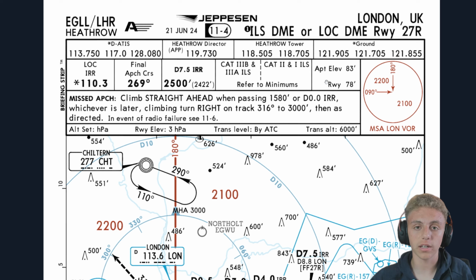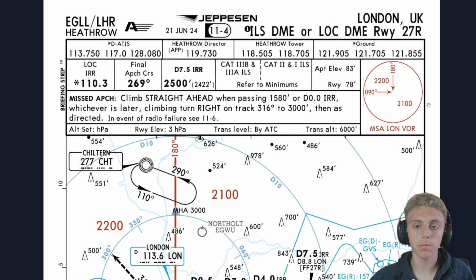Over here for the different categories, it tells you to refer to minimums for your minimum altitude, unlike Malta, which just had one minimum altitude and was split over here. Here we have the airport and runway elevation, 83 feet airport elevation, and runway is 78 feet. And up here we have something new.